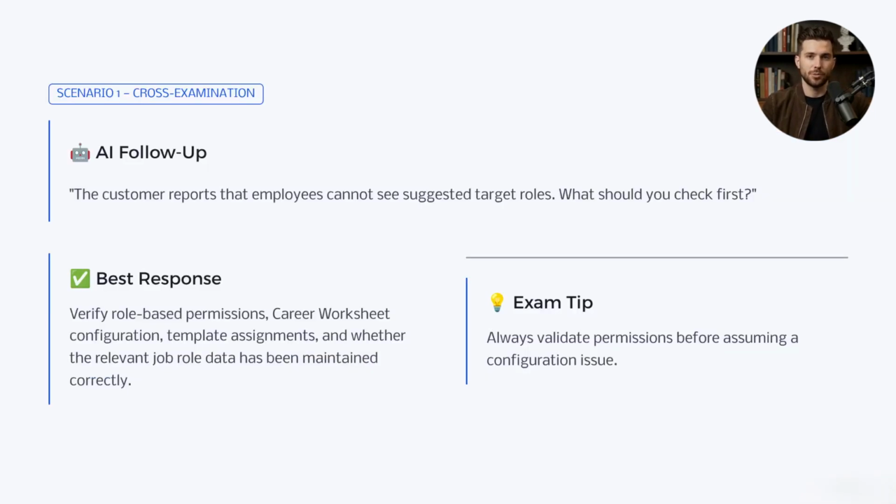Cross-question. The customer reports that employees cannot see suggested target roles. What should you check first? Cross-answer: verify role-based permissions, Career Worksheet configuration, template assignments, and whether the relevant job role data has been maintained correctly. Exam tip: always validate permissions before assuming a configuration issue.